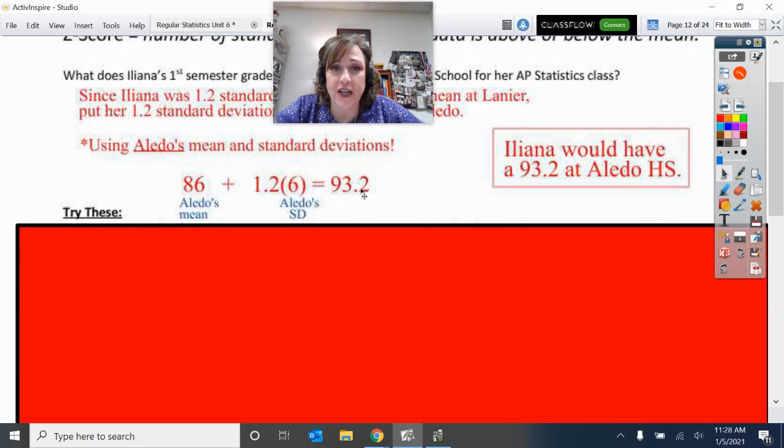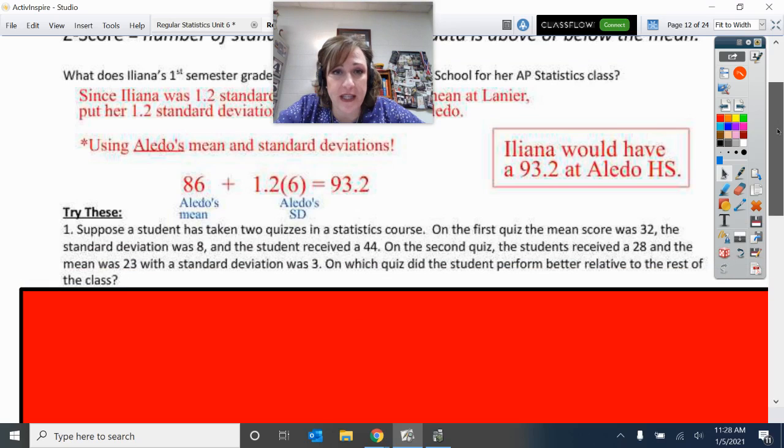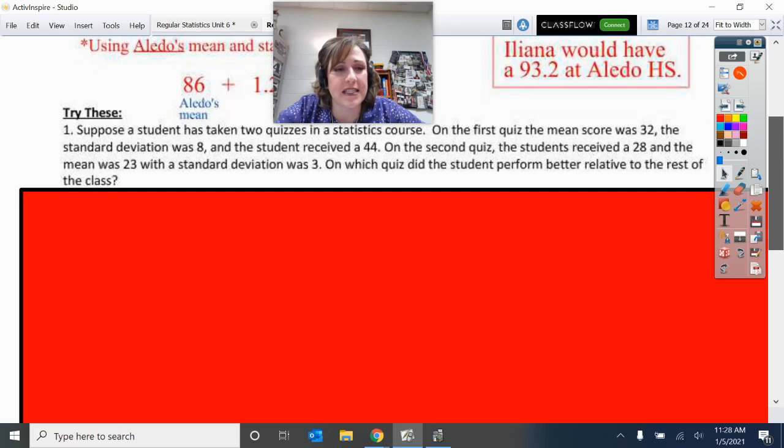So there you go. That is how we equate one location in one situation to the same location in the other situation. So here we go. Let's do these and then see how these things compare.